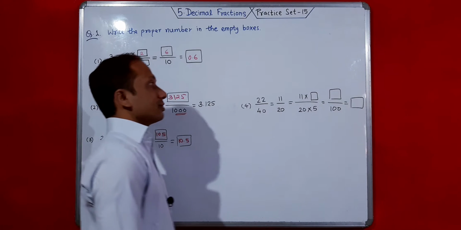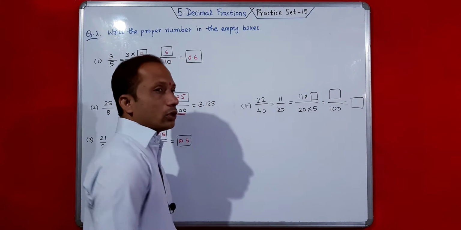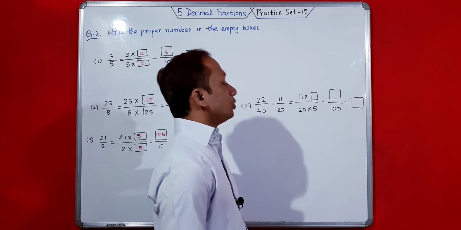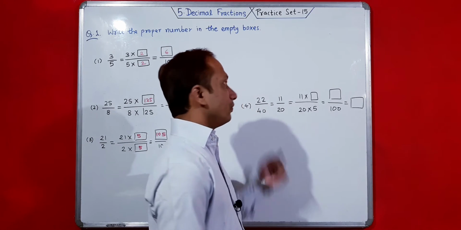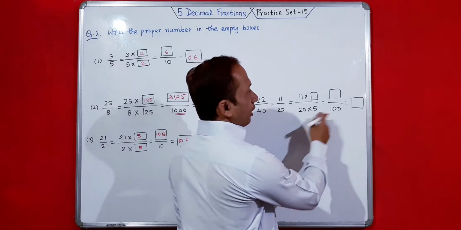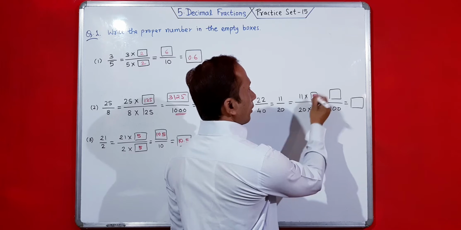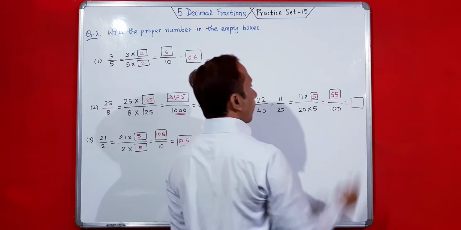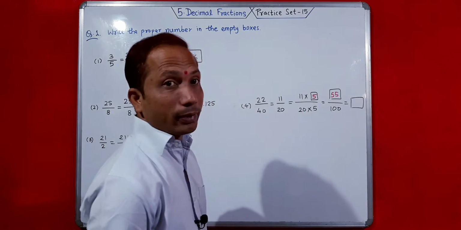Come to the fourth example. 22 divided by 40. If I divide by 2, 2 ones are 2, 2 ones are 2, and 2 twenties are 40. So this fraction becomes 11/20. Then 20 multiplied by 5, I will get 100. So 11 also multiplied by 5, it is 55. So I will get 55 over 100.